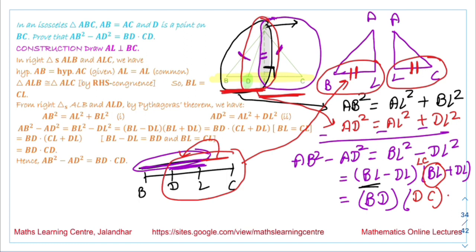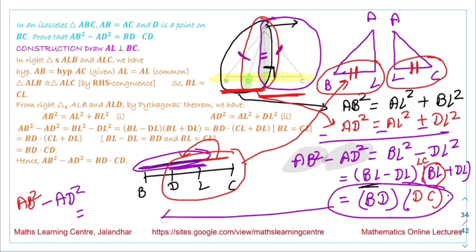So what we get is AB square, this term over here, minus AD square, equal to this value, that is BD into CD. So this is what we had to prove, that AB square minus AD square is equal to BD into CD.